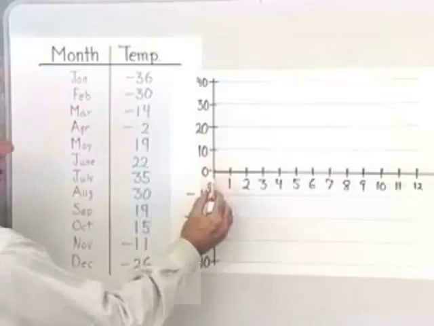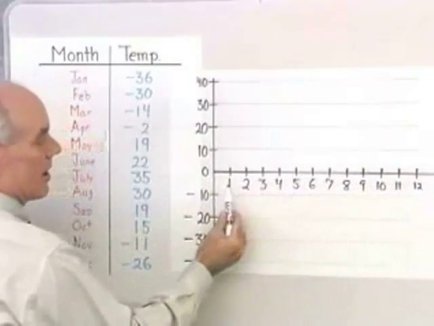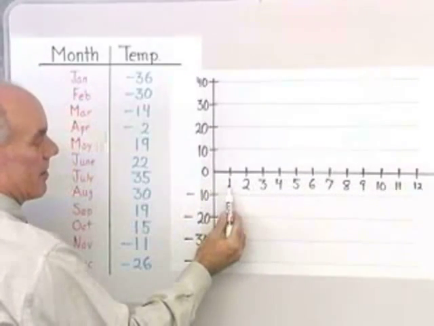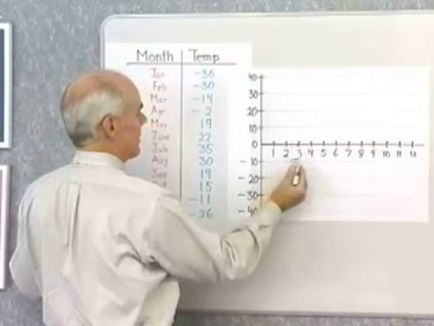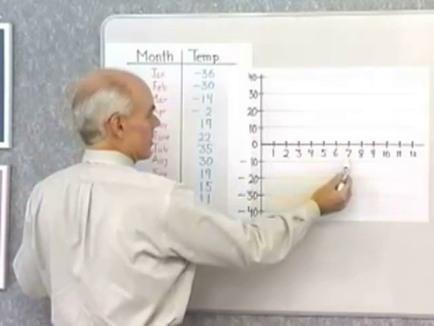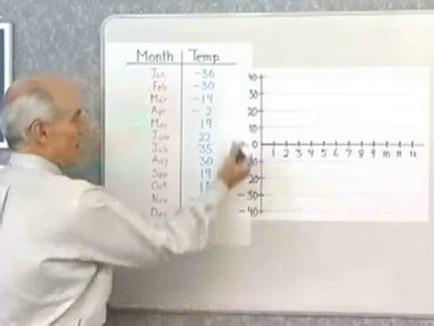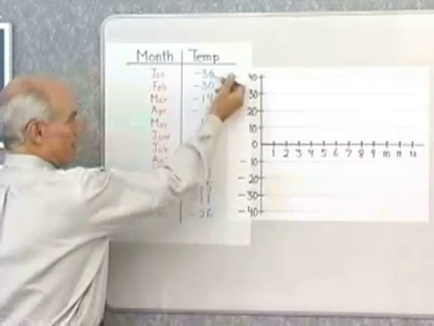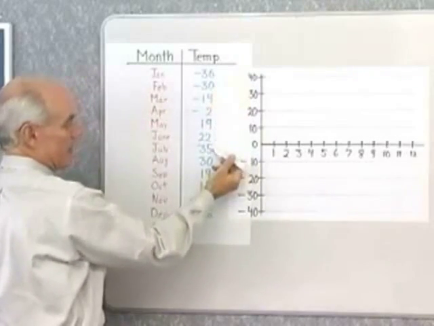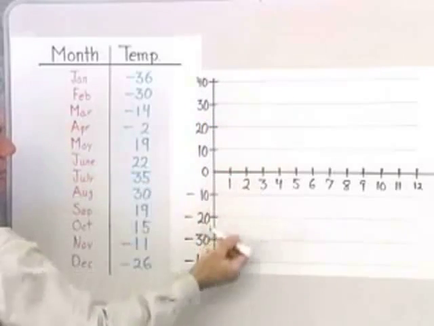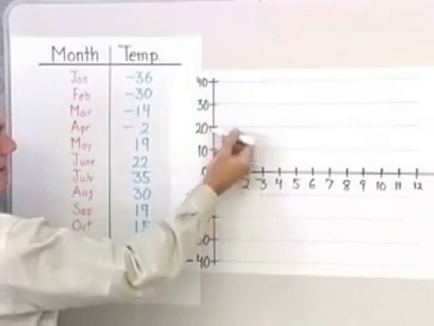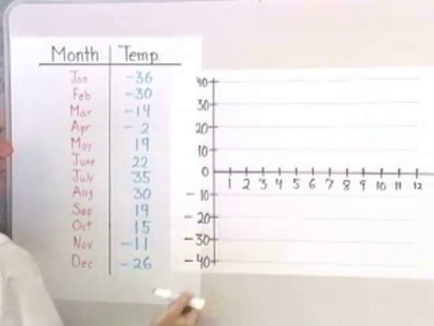You can see that I've set up my horizontal axis right here, and instead of writing the names for the months, I've just written the numbers 1, 2, 3, 4, 5. So 1 is January, 2 is February, March, April, May, June, July, August, and so on. I notice that my temperatures go from about -40 up to around 35, so I've drawn my vertical axis here as a vertical number line with 0 in the middle, positive numbers going up, negative numbers going down.